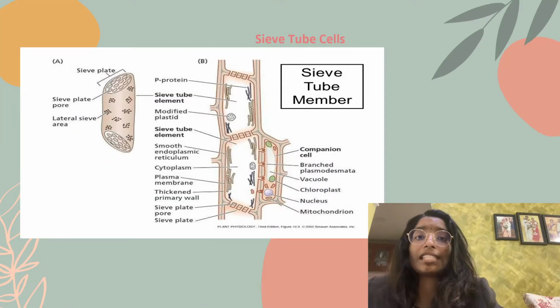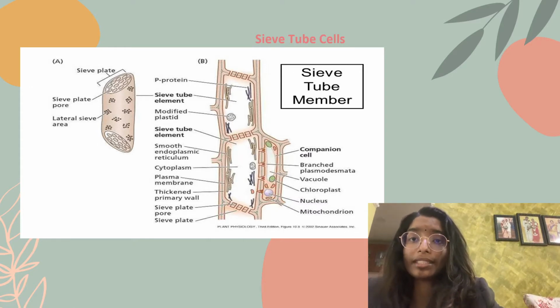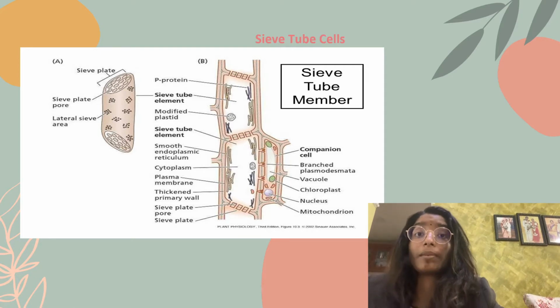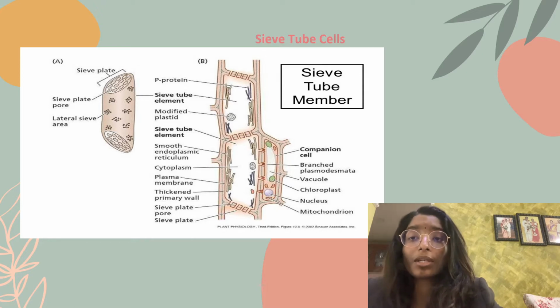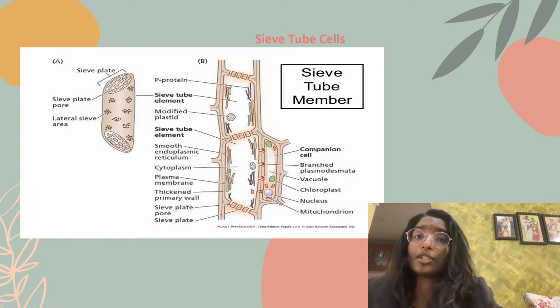Sieve tube cells have many special structures in them. For example, they have perforated pores, which are also called sieve plate pores. They have P protein, modified plastid, smooth endoplasmic reticulum and some strands. While the companion cells have the branched plasmodesmata, nucleus and mitochondria. And the special fact is, the sieve tube cells do not have a nucleus.